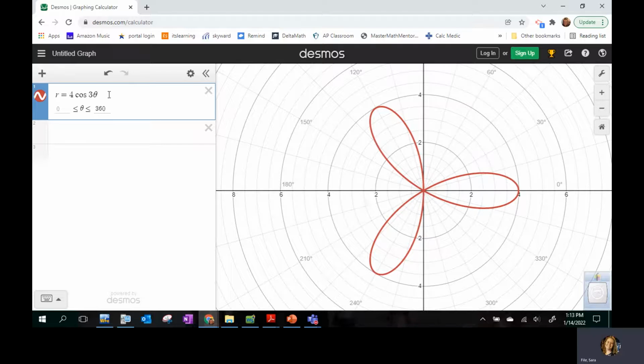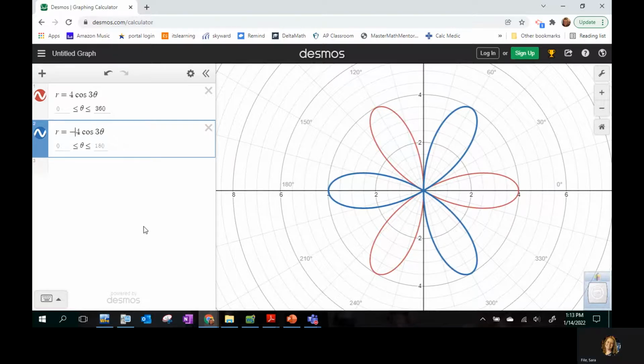Okay, so to change that, I'm going to copy and paste this. I just need to make it, instead of a positive cosine, I need to make this negative. And there, it flipped it over. Okay, so that's two separate equations with two separate rose curves with 3 petals each.